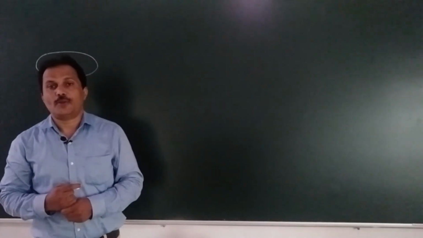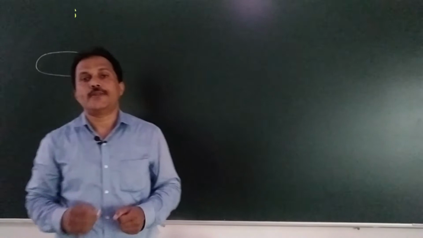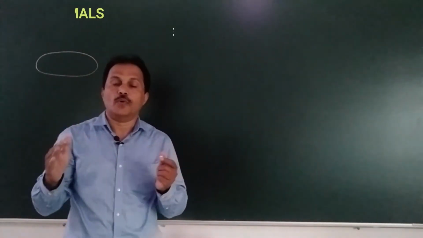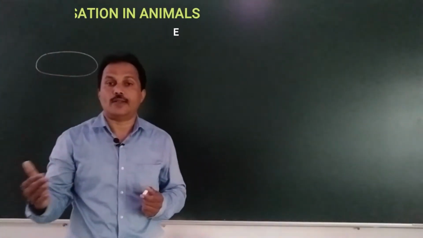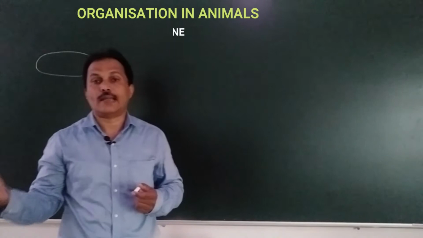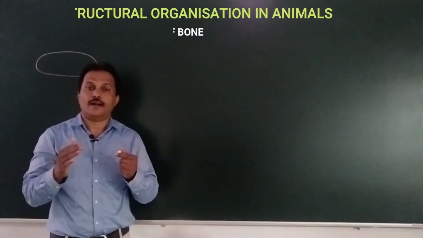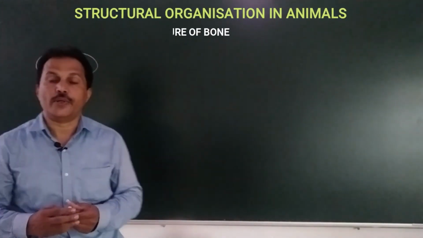Today we are going to discuss the structure of bone, part 2. In this lecture we are going to discuss the structure of bone at the cellular level: the different types of cells, osteoblasts, osteocytes, and osteoclasts, and how they are fitted into the hard matrix to form the bone.